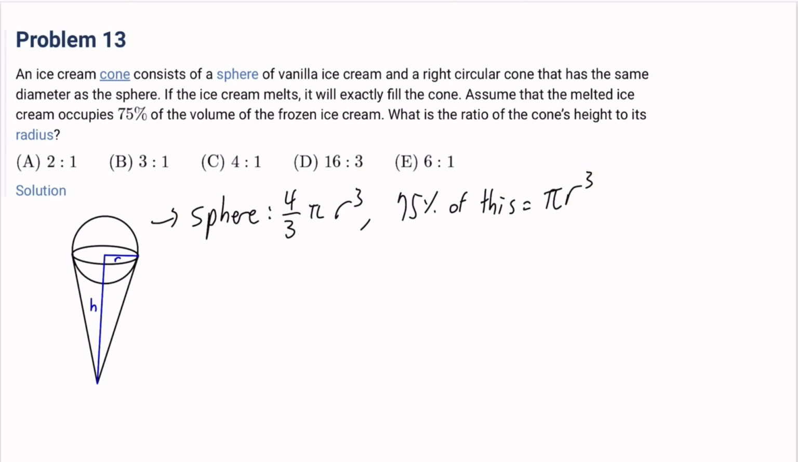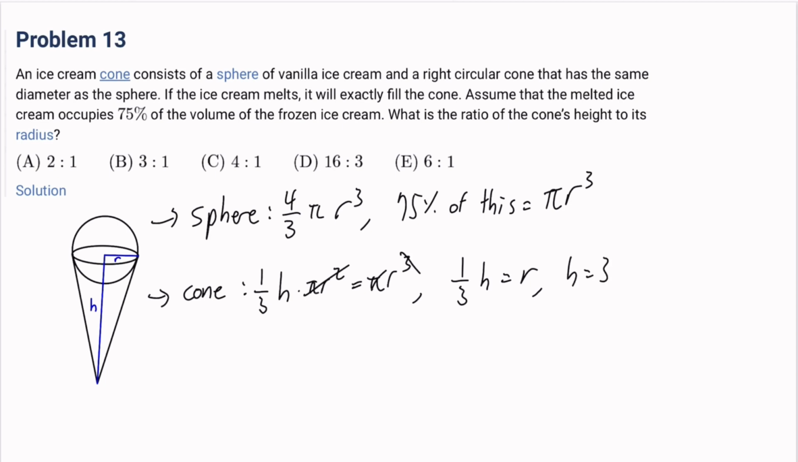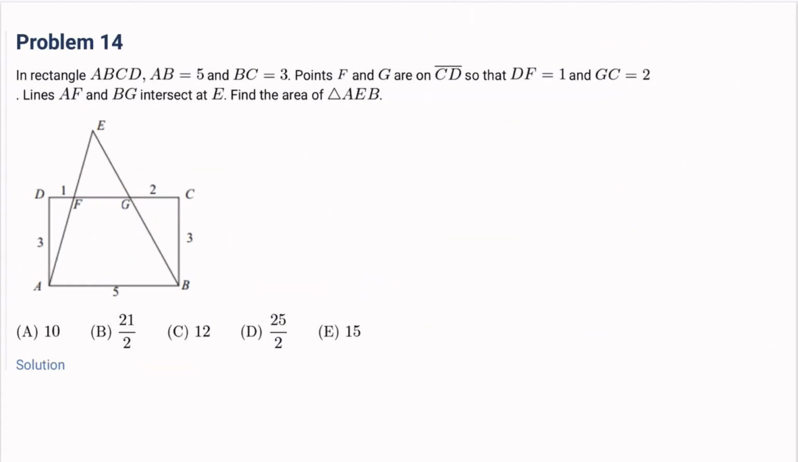This is equal to the volume of the cone, so the cone's volume is 1 over 3 times h times pi r squared, right? Because this is the base and this is the height, and this is because it's a cone. And this is equal to pi r cubed. And so if these cancel, then we are left with 1 over 3 height equals r. So height equals 3r. So what is the ratio of the cone's height to its radius? That is 3 to 1. It's B.